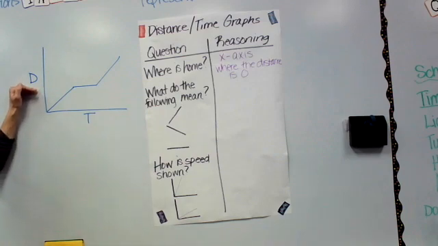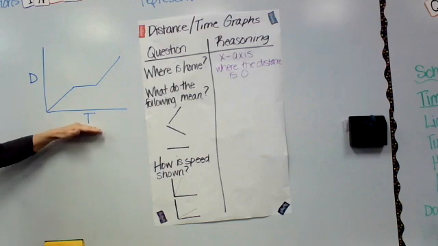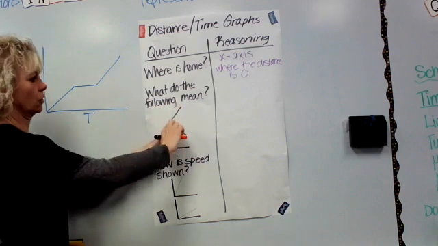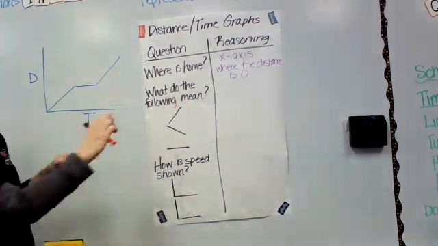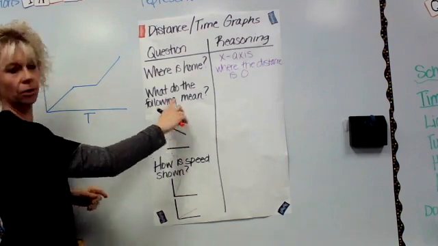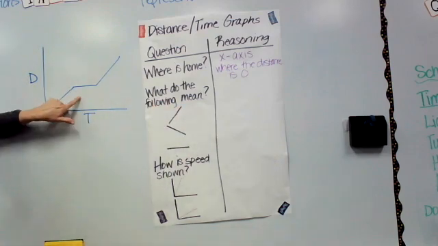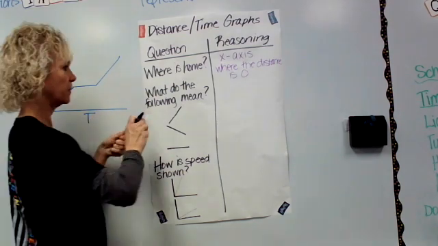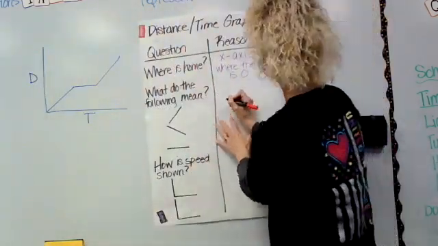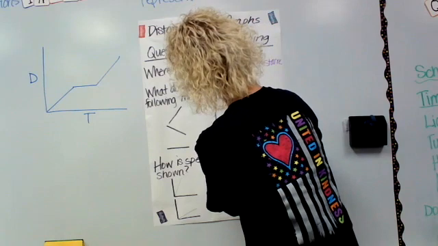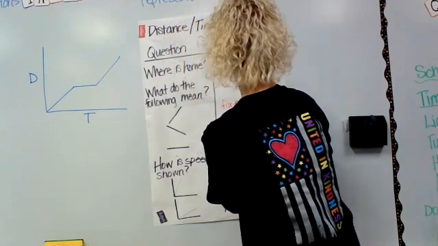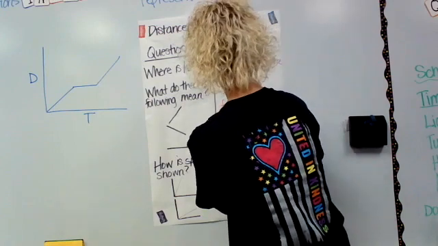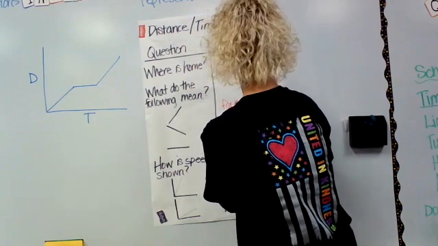Now, remember, we're going distance from home and time. So what does a diagonal line going upward from left to right mean? Remember, for a graph, we always read from left to right. So this would be going upward. What does that mean? And we actually have one right here. What does that mean in the story? In case you didn't hear that, that means he is getting farther from home. Or we could say he's going away from home.